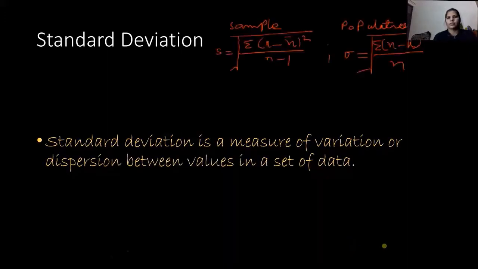It can be symbolized by a small sigma, and the expression to calculate standard deviation is root over of summation, within bracket, x minus mu whole square, divided by n, where mu is the population mean.